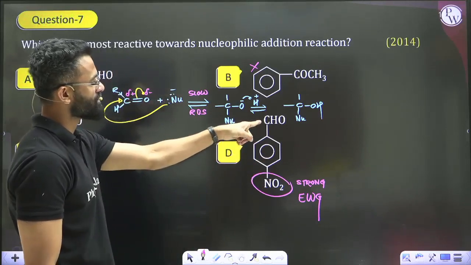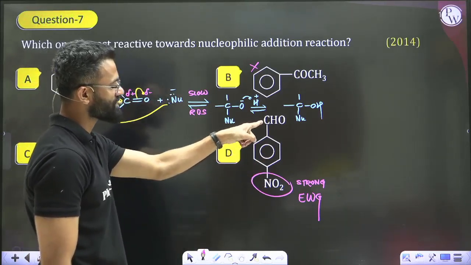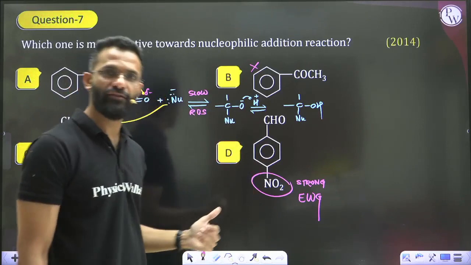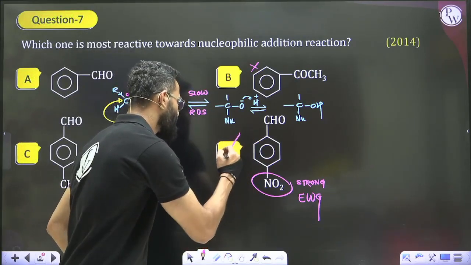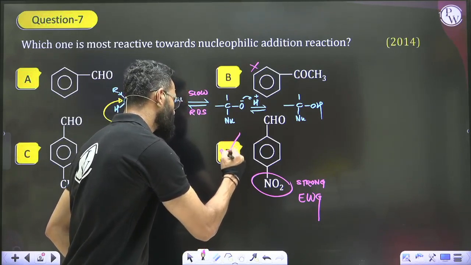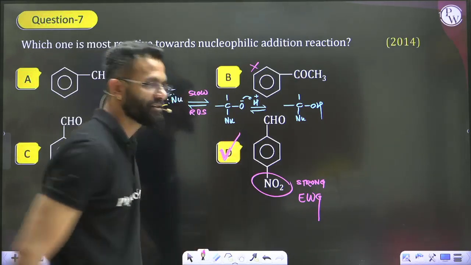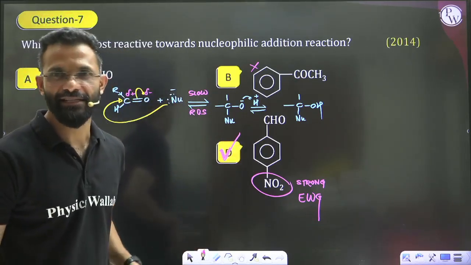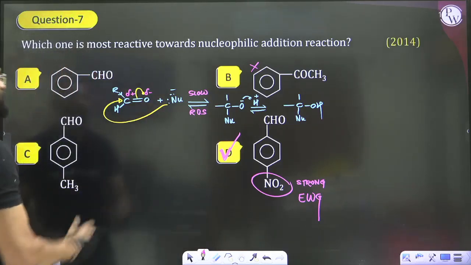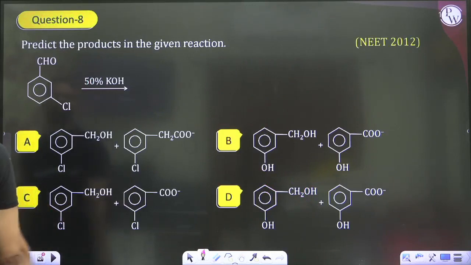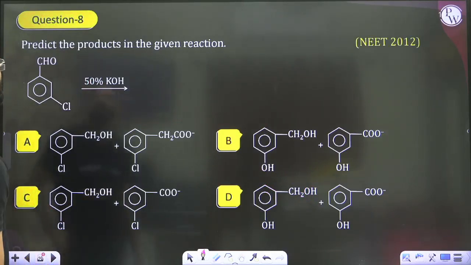So the delta plus charge at this carbon will increase due to EWG. Greater the delta plus charge at the carbon, faster the attack of nucleophile. Hence, D is going to be most reactive among all the options towards nucleophilic addition reaction, which is the characteristic reaction of aldehydes and ketones. So guys, the right choice is option D. Moving forward with question number 8. Predict the product in the given reaction.